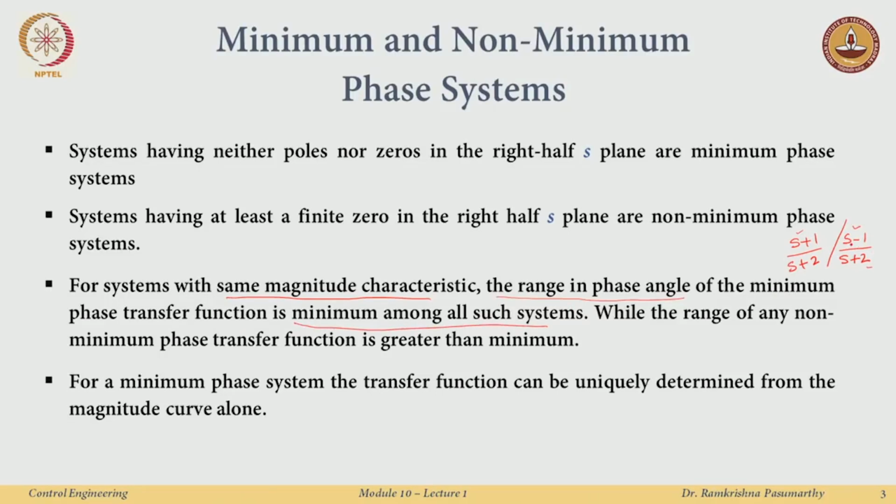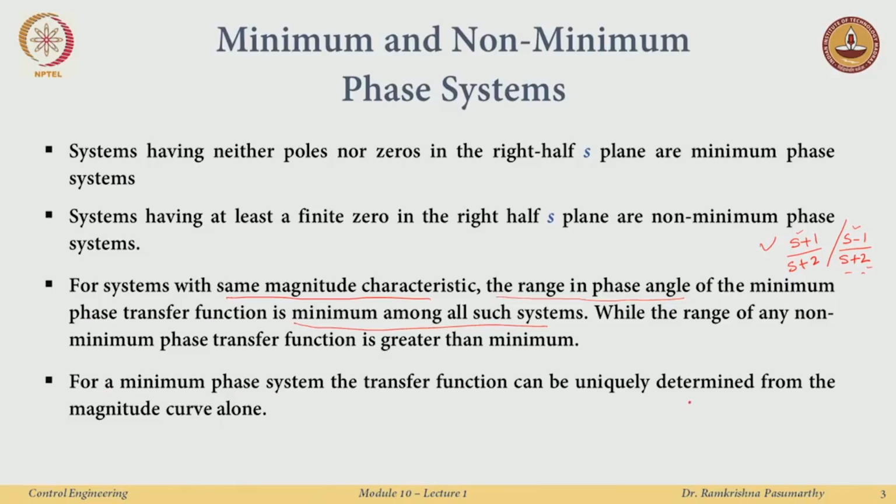I'll show you some plots also shortly. While the range of any other system would be larger, if this one is the minimum, any other would have the non-minimum phase characteristic. And now, for a minimum phase system, the transfer function can be uniquely determined by the magnitude curve alone. So, once I know this, I can do something nice.